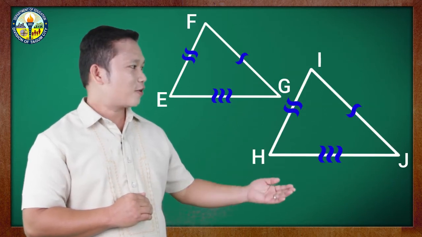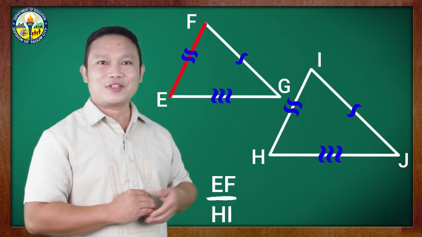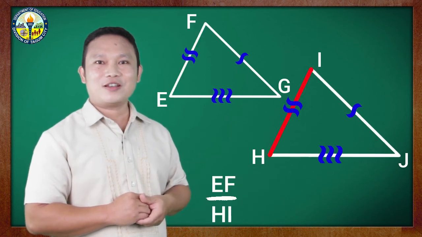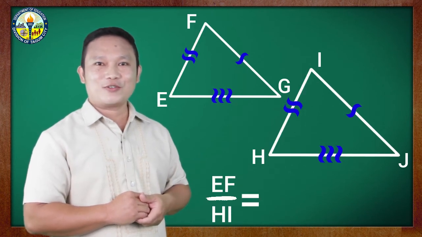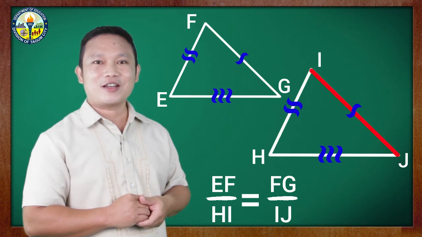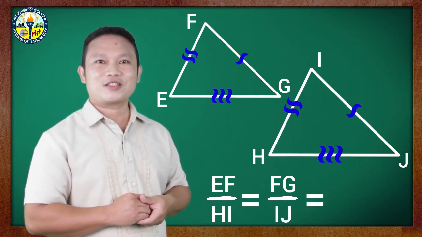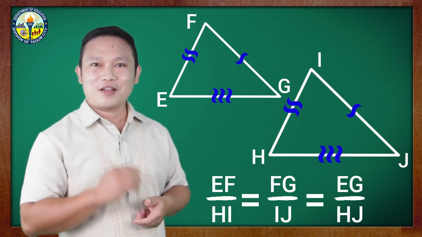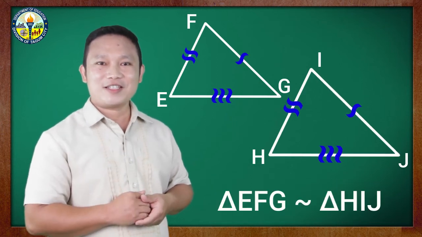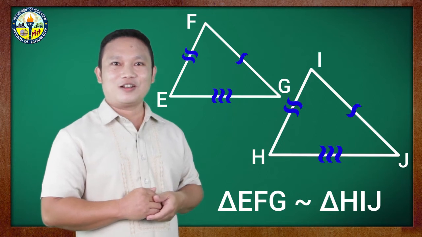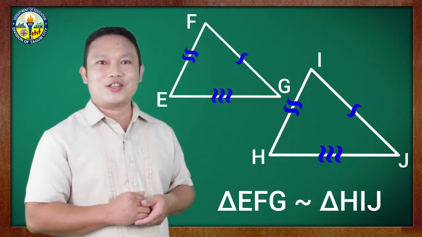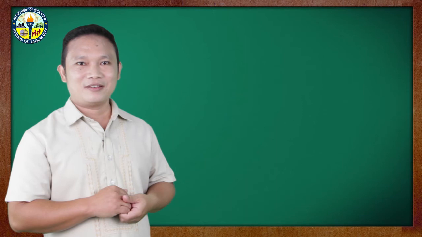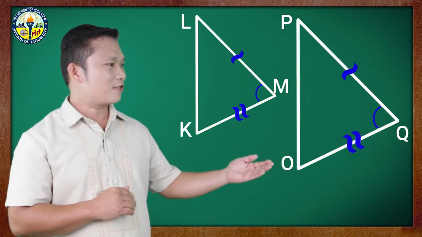In the given illustration, if side EF over side HI is equal to side FG over side IG equals side EG over side HJ, then we say that triangle EFG is similar to triangle HIJ. Let us observe this fourth illustration.